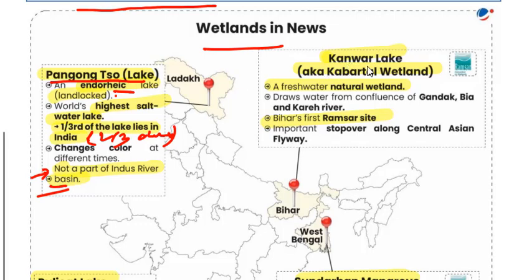Next is Kanwar Lake, also known as Kabartal Wetland, a freshwater natural wetland that draws water from the confluence of Gandak, Bia and Kareh River. This is not Gandak, this is actually Budhi Gandak. This question has already been asked, and in that option Gandak was mentioned, but this is actually Budhi Gandak. It is Bihar's first Ramsar site.